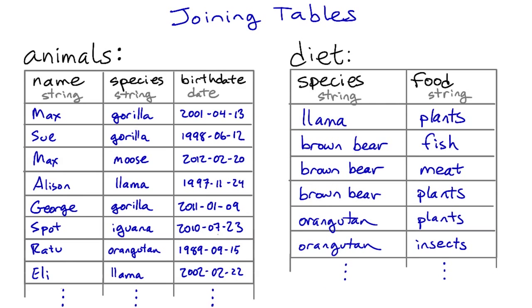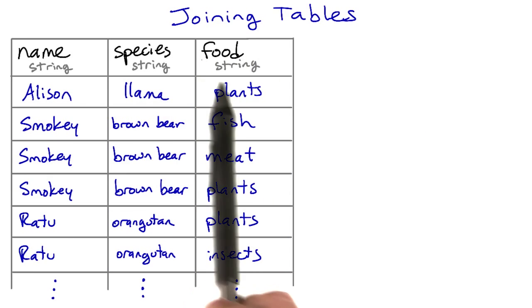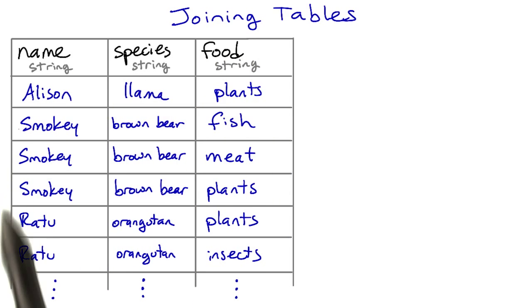Well, that's a how many question, so we'd need a count aggregation. But what are we aggregating? The animals table doesn't talk about food, and the food table doesn't say how many of each species we have. But suppose that we could get a table that added the food column to the animals table. Then we would have something that we could count up.